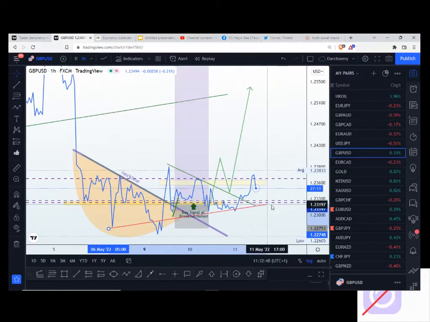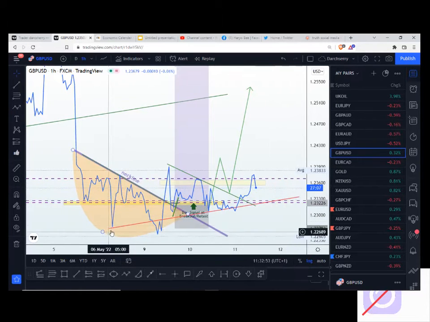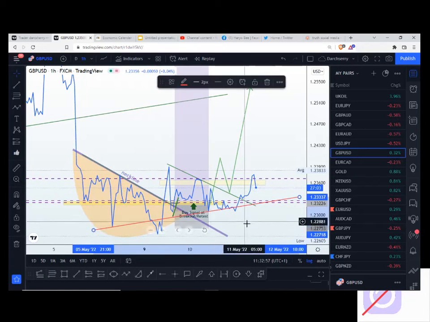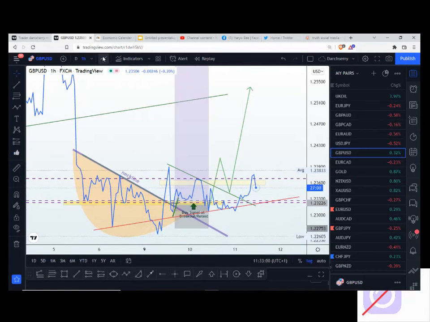more visible opportunities that will allow us to add more position if the case arises. So this is what we have right now.